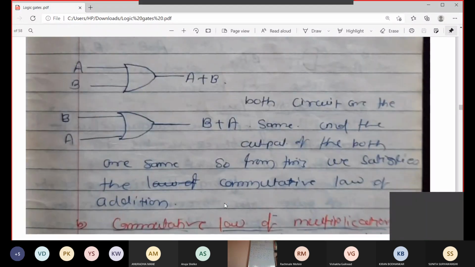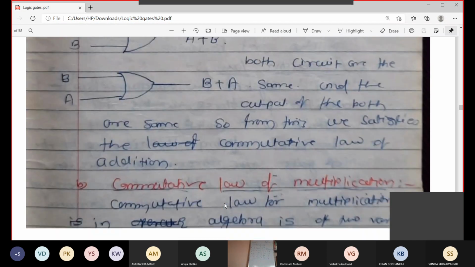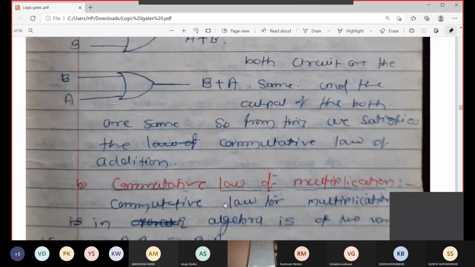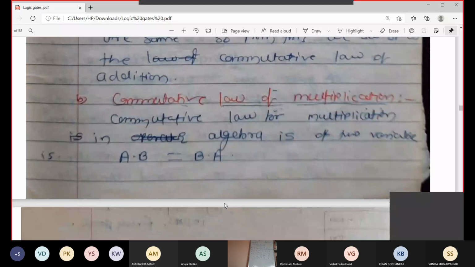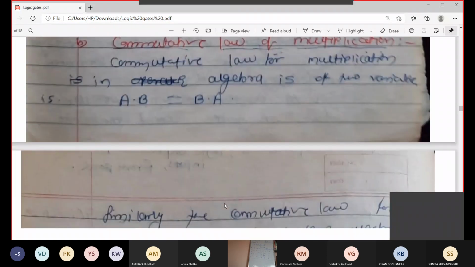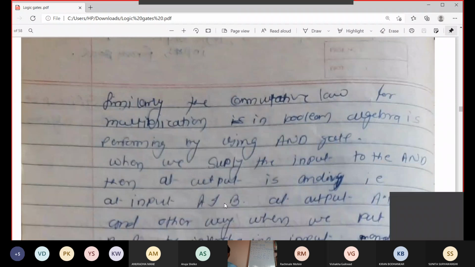Similar to that, next, the commutative law of multiplication. In multiplication, a into b is equal to b into a. The commutative law for multiplication in Boolean algebra is performed using the AND gate. Addition is performed by the OR gate, multiplication is performed by the AND gate.